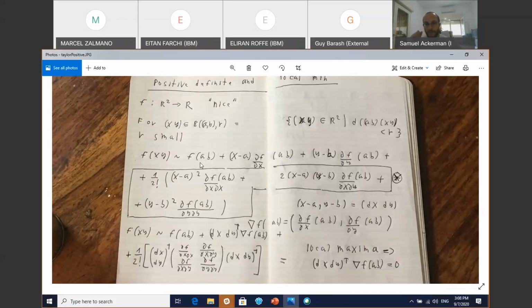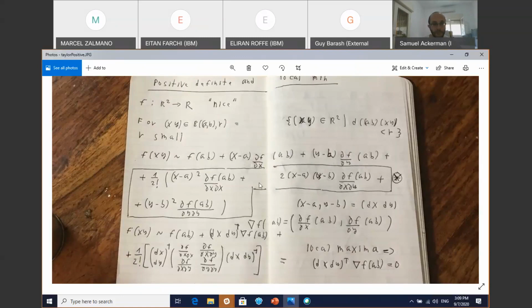It looks very similar to the way it looked in one variable. That's just a generalization of what we're used to. So it's the function at (a, b) plus we expect the derivative times the point, which in two variables is x minus a, the partial derivative by x at (a, b), y minus b, the partial derivative by y at (a, b). So up to here, this is the linear part of the Taylor expansion.